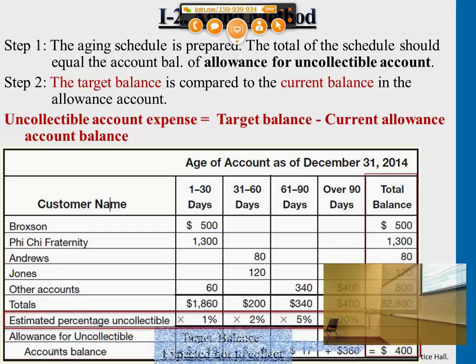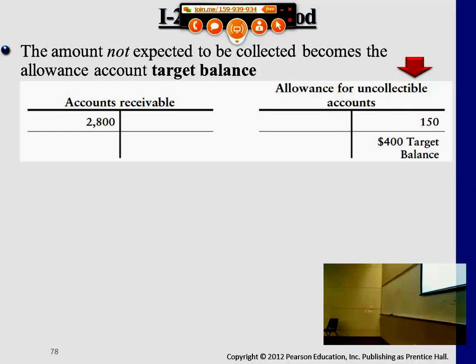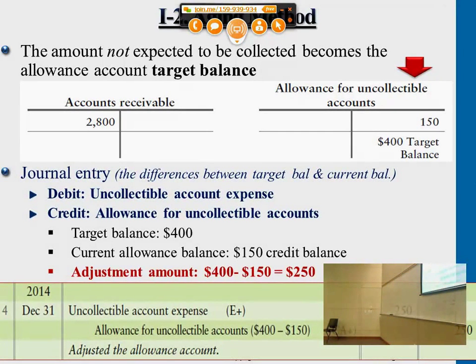Okay, let's take a look at the numbers in the following slide. So here's an example where the accounts receivable ending balance is $2,800. Using this aging of accounts method, last year's balance was $150. This year is $400. So the difference here is $250 between those two amounts. That's the part that we want to journalize as additional uncollectibles for this year.